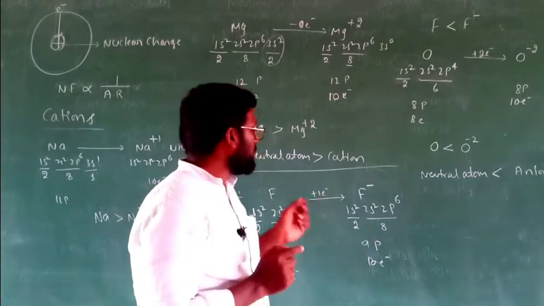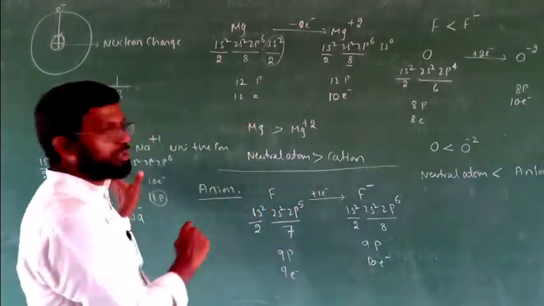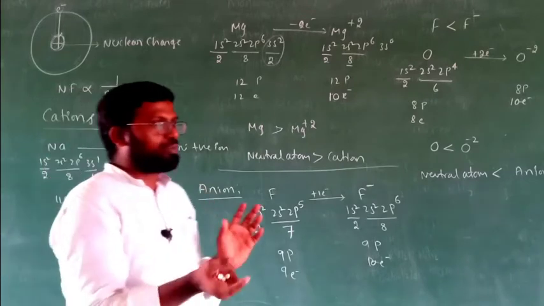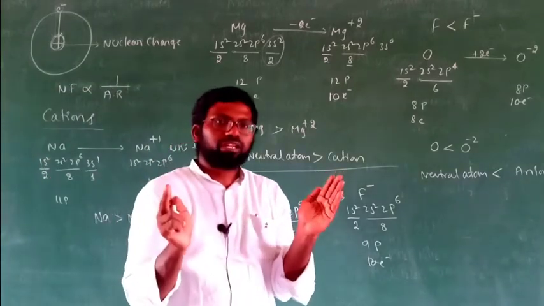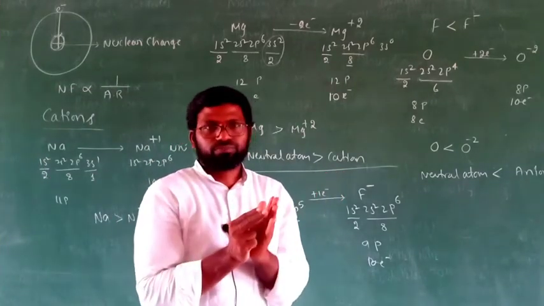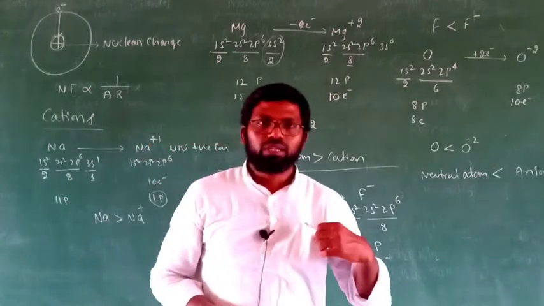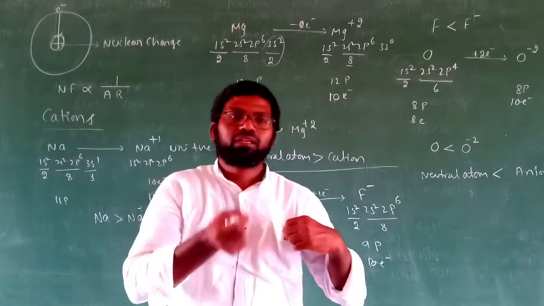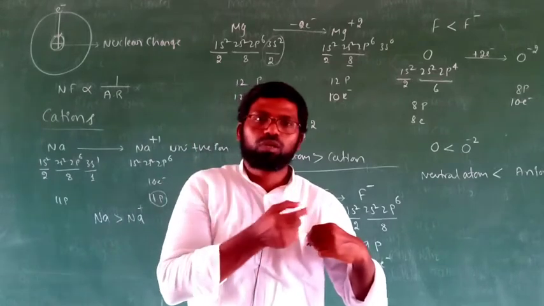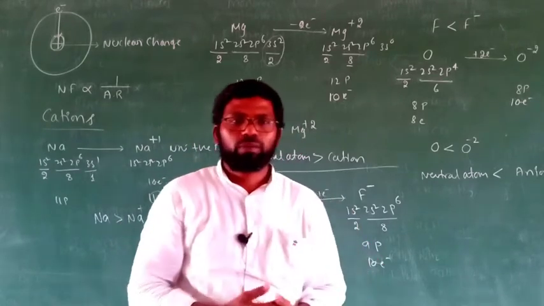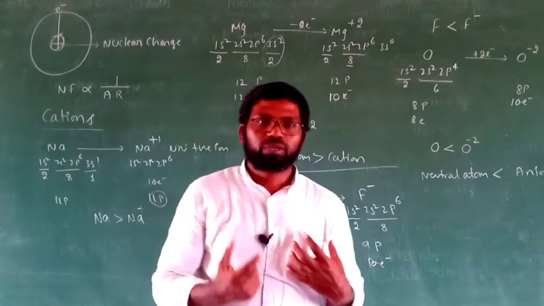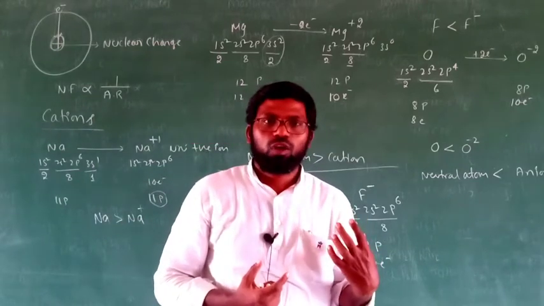Similarly, when we keep on removing electrons from neutral atoms, cations will be formed and their size will gradually decrease. Conversely, now my pocket is empty. Now I keep on adding chalk pieces one by one. Then what happens? After some time, the size of my pocket becomes large.